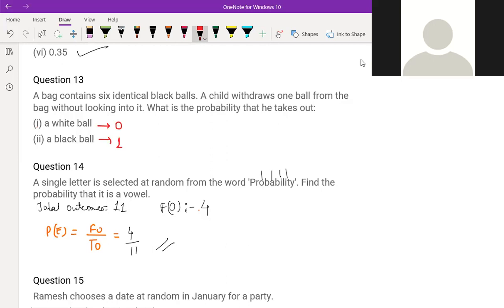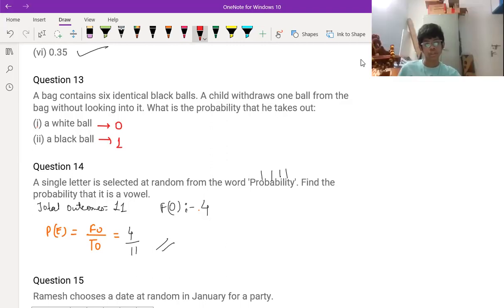Yeah, that's true. All are black balls, obviously. 0 by 6 is 0 only, and 6 by 6 is 1. Okay, children? Yes, sir. 1 by 5, sir. Which is 1 by 5?